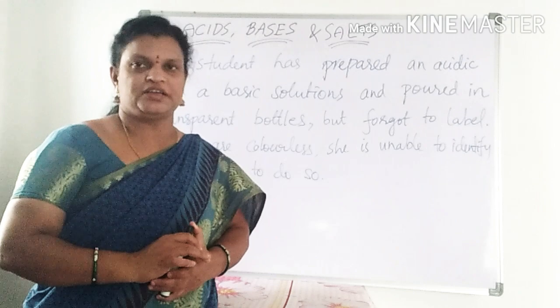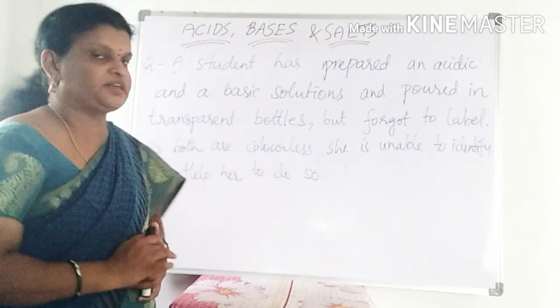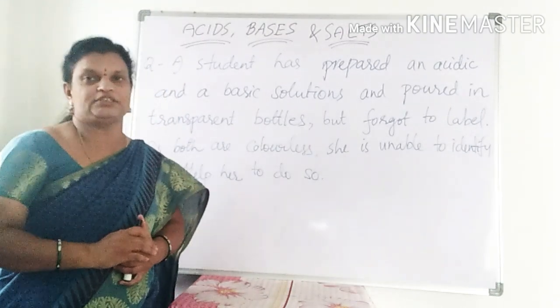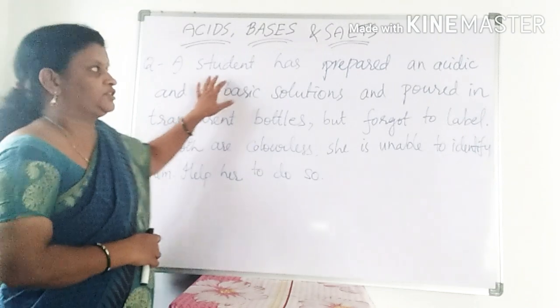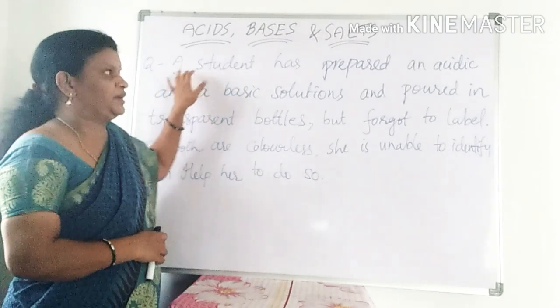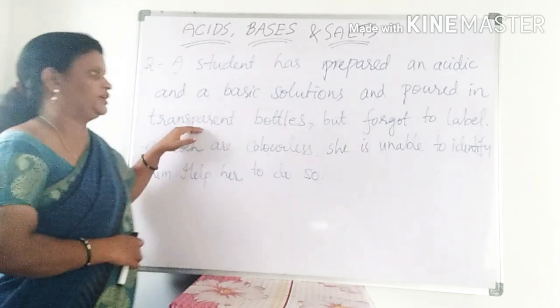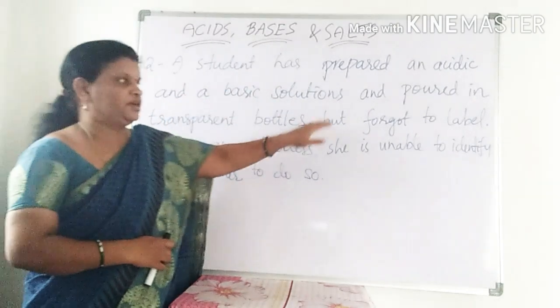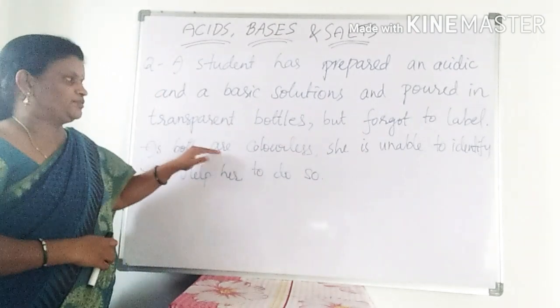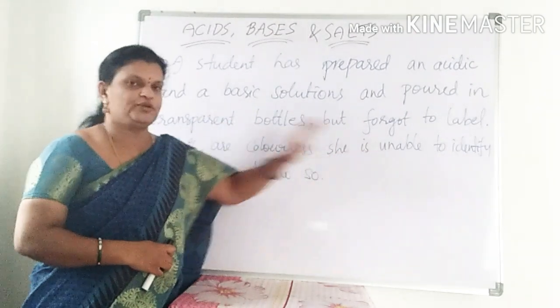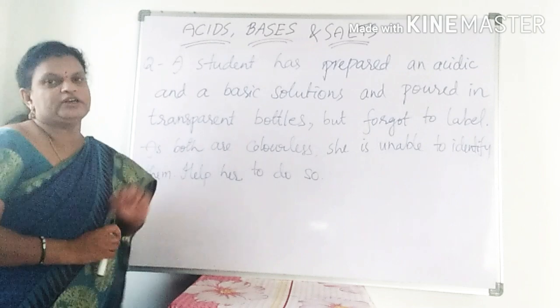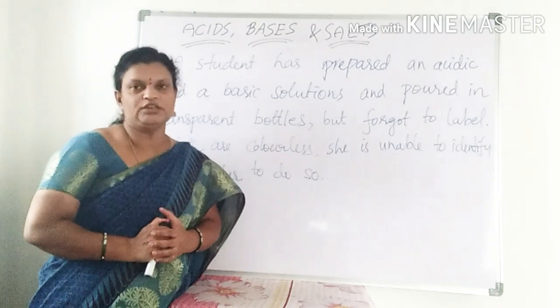Another session of NCERT chemistry. So here we were discussing the questions from acids, bases and salts. We have one question again. A student has prepared acidic and basic solutions and poured them in transparent bottles, but she forgot to label them. As both are colorless, she is unable to identify them. So you have to help her in identifying the solutions.